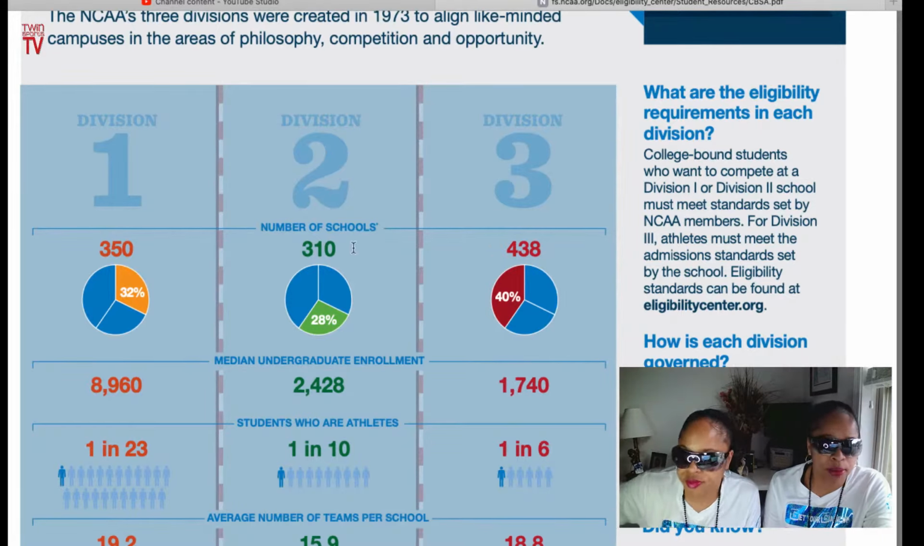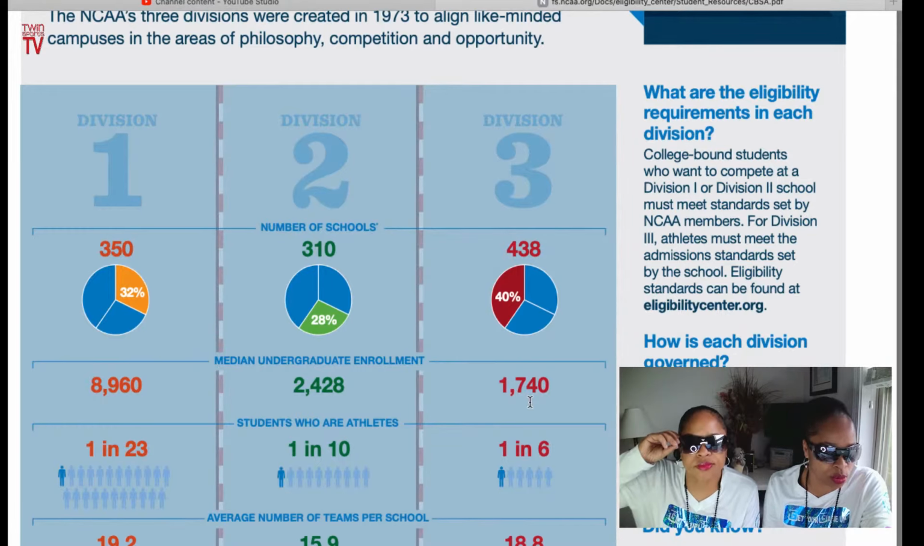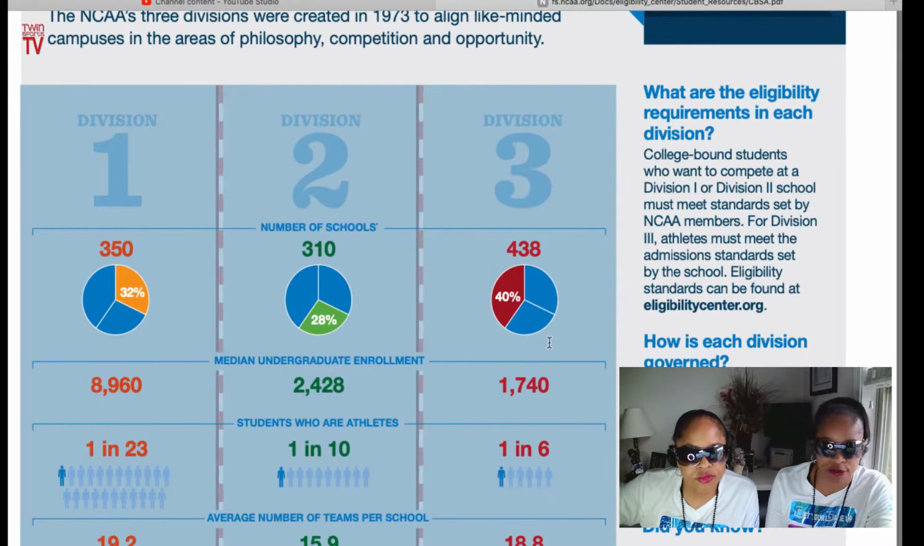Keeping it moving to the median undergraduate enrollment. For Division 1, we're looking at 8,960 students. For Division 2, we're looking at 2,428 students. In Division 3, we have 1,740. And as you can see, the Division 1 schools enroll a lot more kids than we see down here in Division 2 and 3.